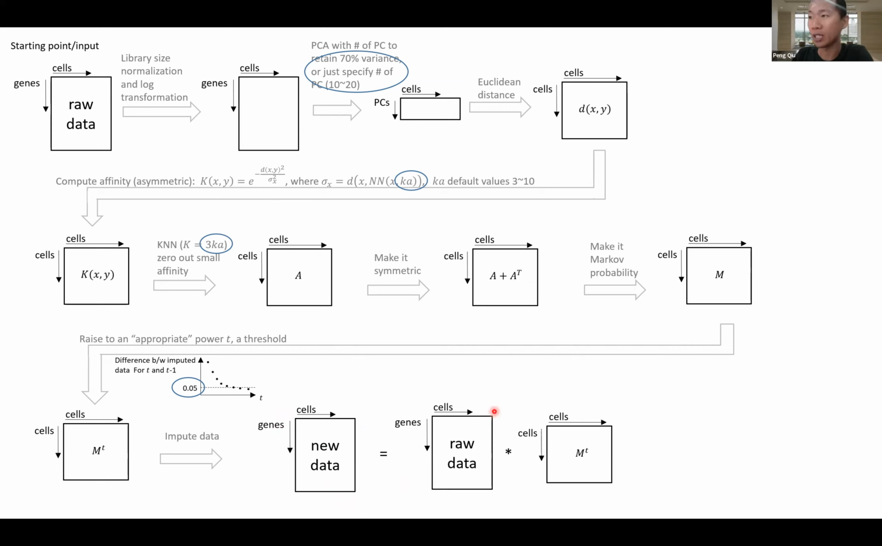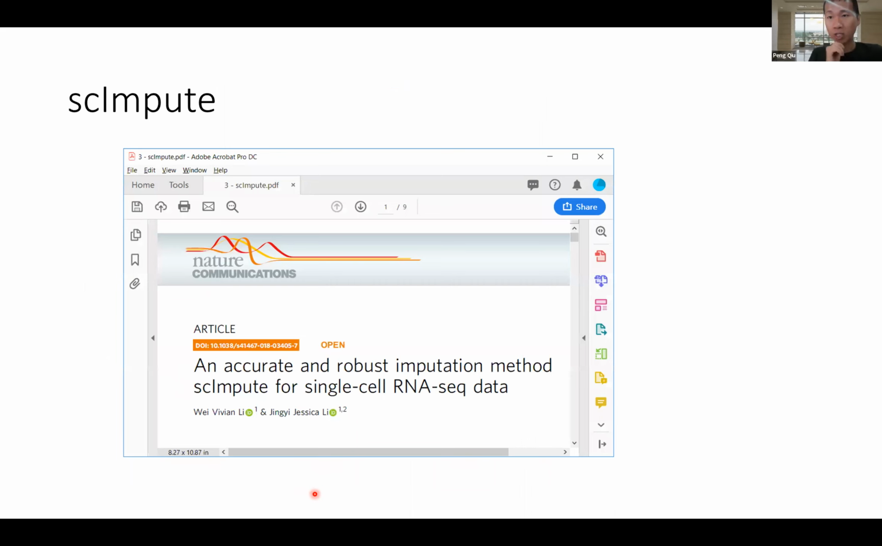Because the imputed data is derived from the raw data multiplied by a matrix, potentially all elements in the data matrix are updated. Therefore, when this approach tries to update and impute the data, it will change both zeros and non-zero values. All right, so that's how MAGIC works.